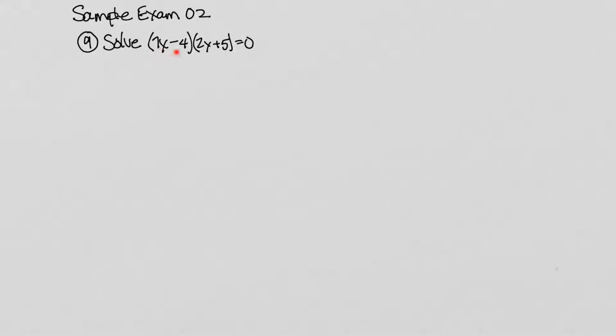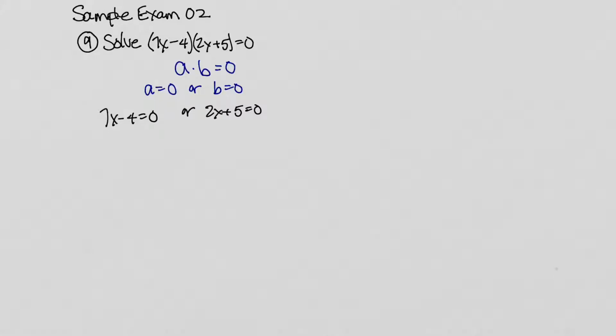We want to solve this equation, and to do so, we're going to use the zero factor property, which says that if you take two numbers like a and b, multiply them together and get 0, then a has to be 0, or b has to be 0, or possibly both. So in our case, we're going to have that 7x minus 4 equals 0, or 2x plus 5 equals 0.